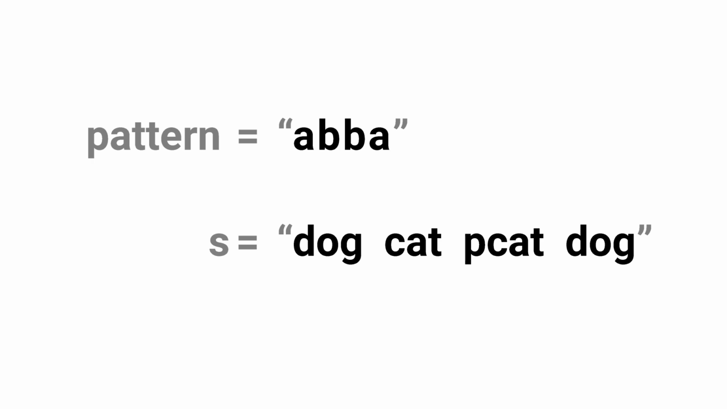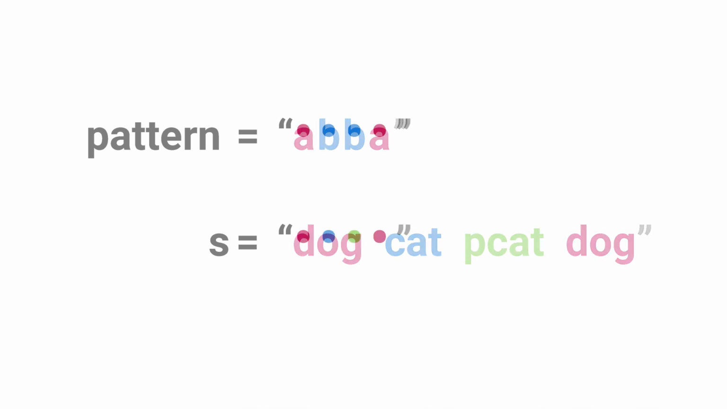Now in case the string s was dog, cat, cat and dog, then we can see that the two strings pattern and s do not follow the same pattern.